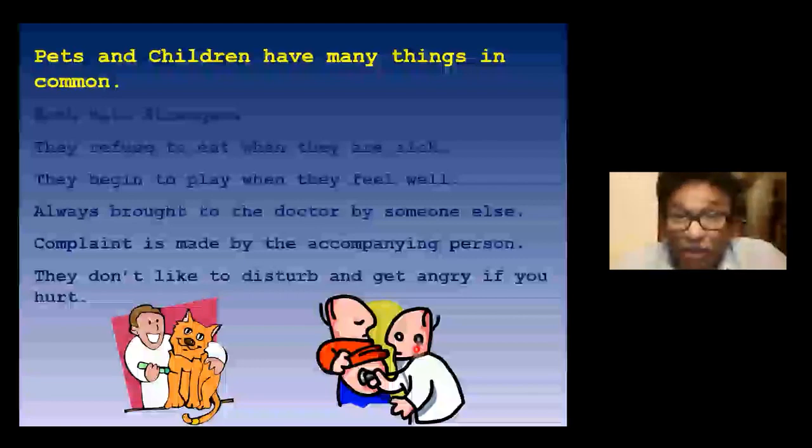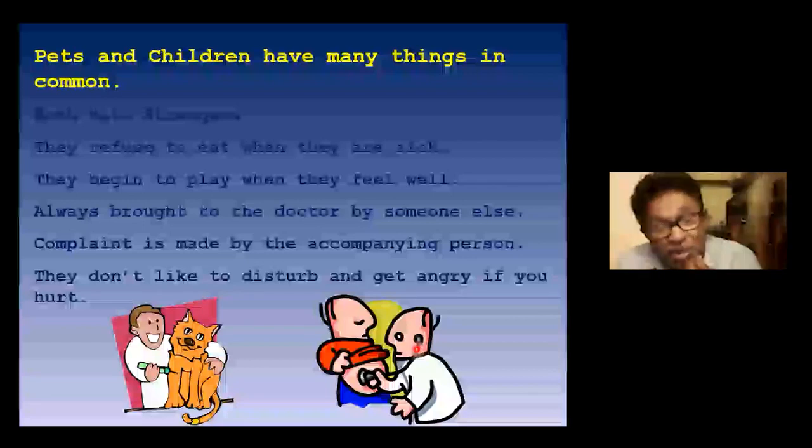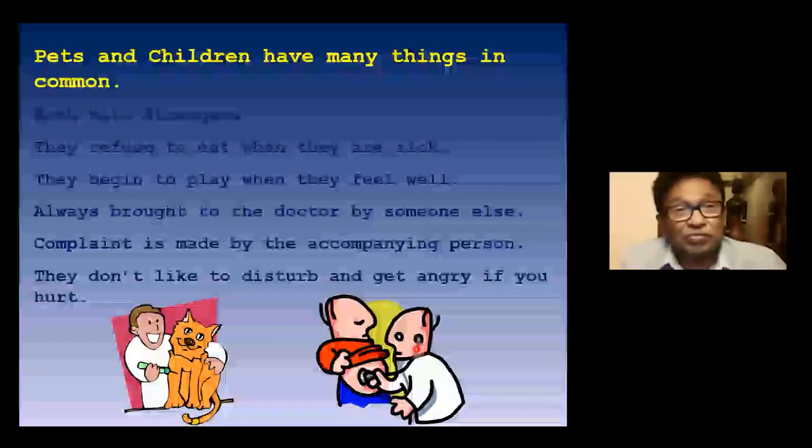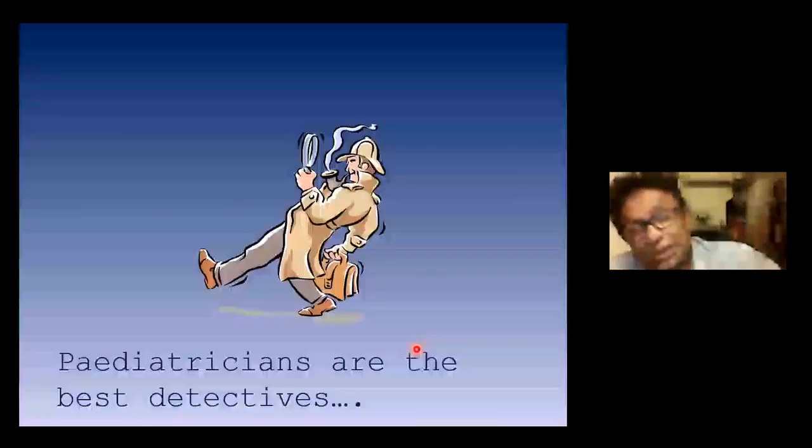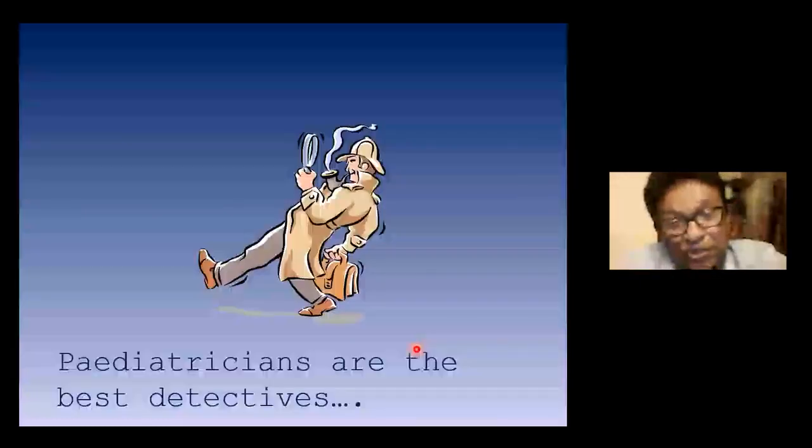And also, they don't like to be disturbed and get angry if you hurt them. So we are like veterinary surgeons, more like veterinary surgeons than real physicians. So therefore, ladies and gentlemen, pediatricians are the best detectives in the world, because you have to use very limited resources to make a diagnosis.